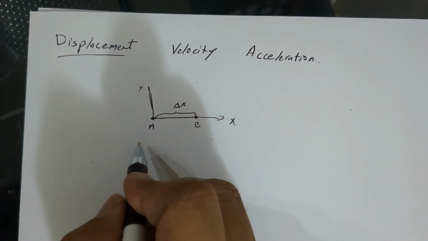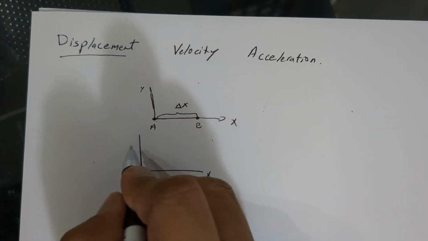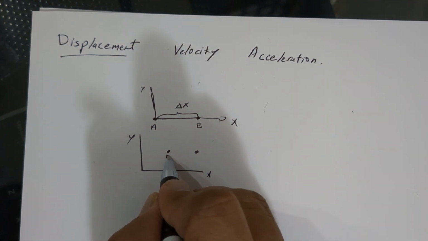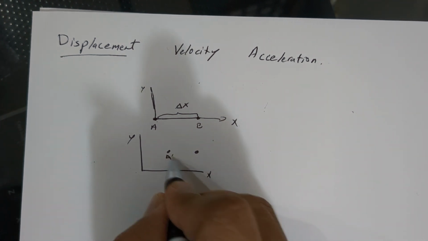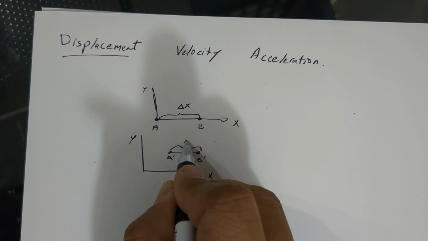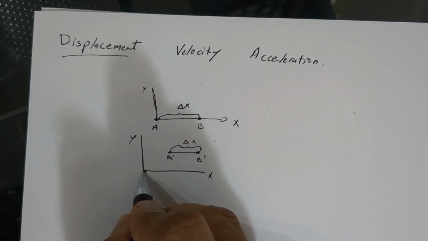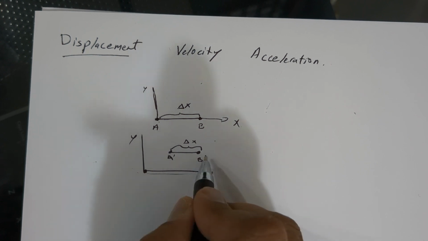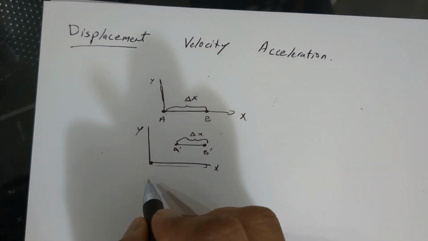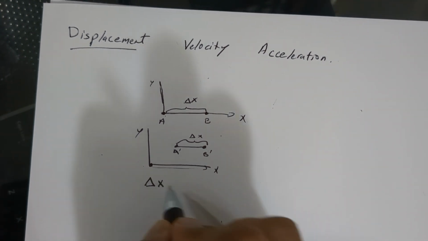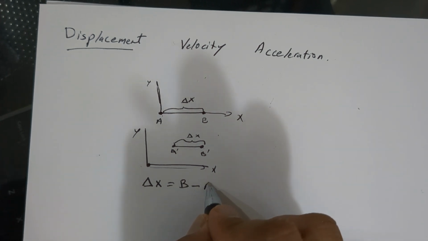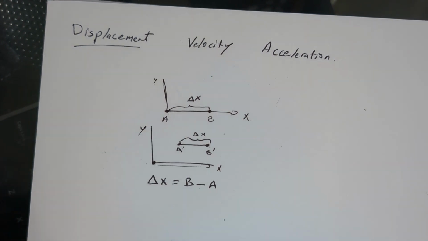So, it could be anywhere, right? Even if you had a plot, let's look at another example. If you were going from here to here, your displacement is from point A, let's call it A prime, to B prime. Its displacement here is this, right? Okay, it's not from the origin all the way to B. It's actually from point A to point B. And the way we represent the displacement is, call it delta X, equal B minus A.